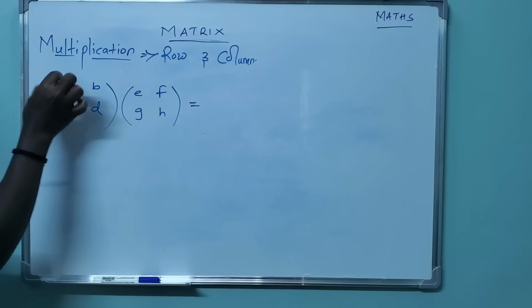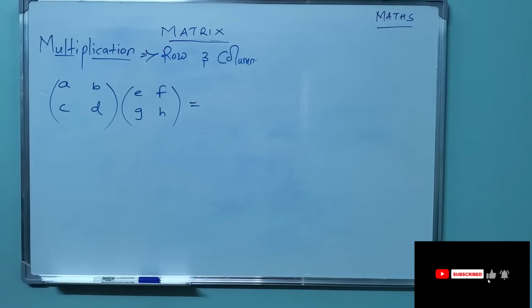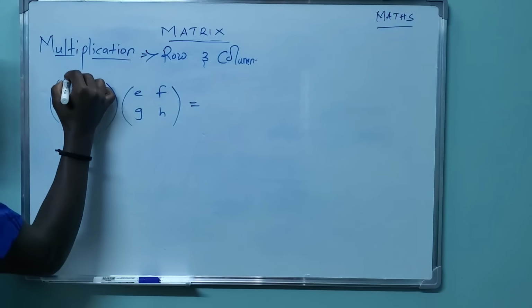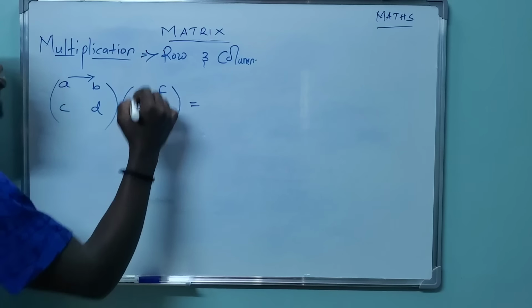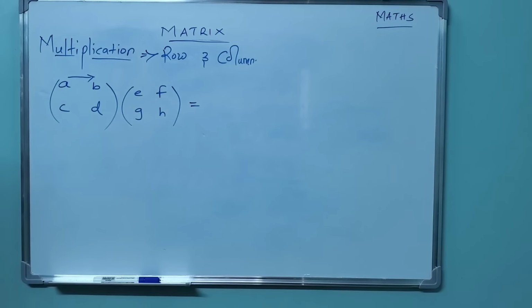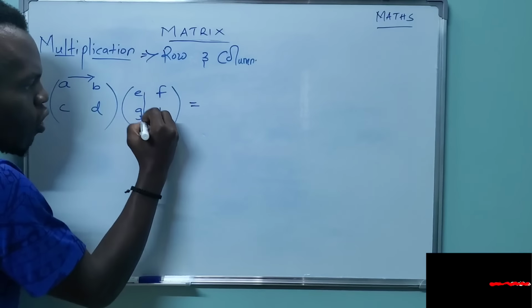Remember, we said that this one is the row and this one is the column. Now, let me do the illustration. First of all, I'm going to start with the upper one. This row, I'm going to multiply it first of all with both the columns. So let me first start with multiplying this row and this first column.